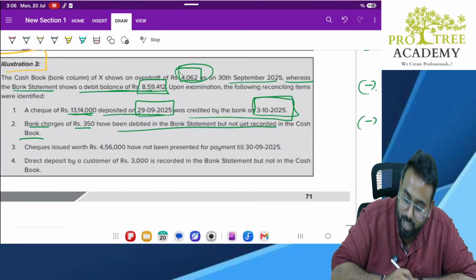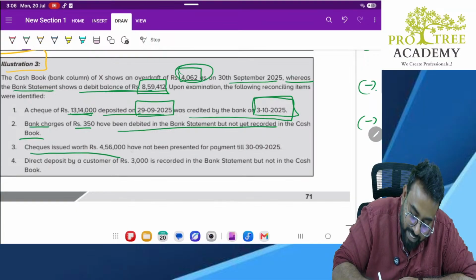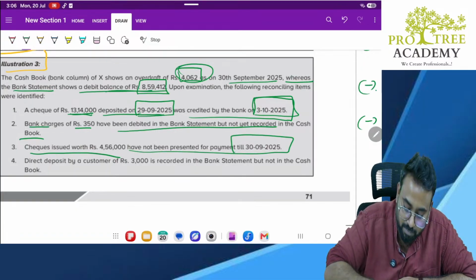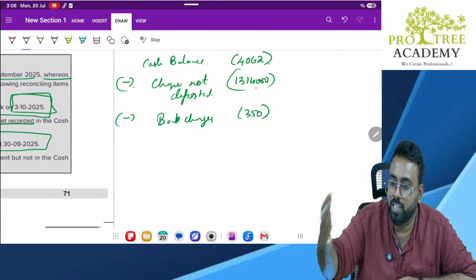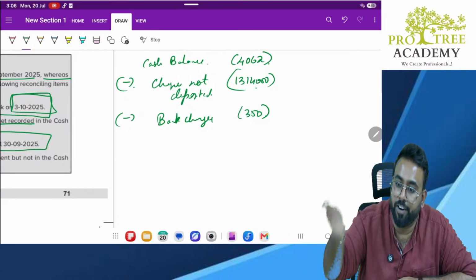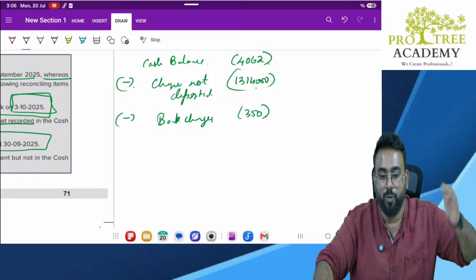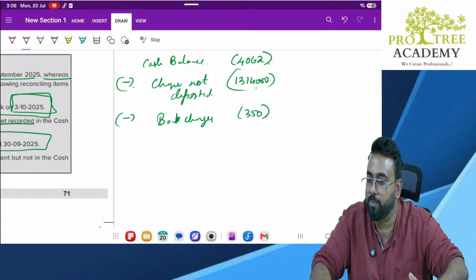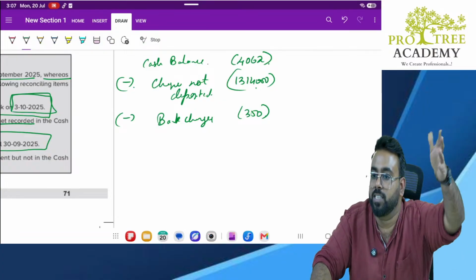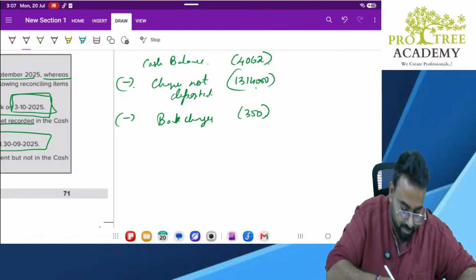Checks issued worth 4,56,000 have not been presented for payment till 30th September. Sir, what has happened is I have issued the check. The moment I issue the check, I would have recorded it in the cash book, but the same is not recorded in the bank. So when I record it, the balance would have come down, but now I will have to reverse it. So what will I do? I will add it.